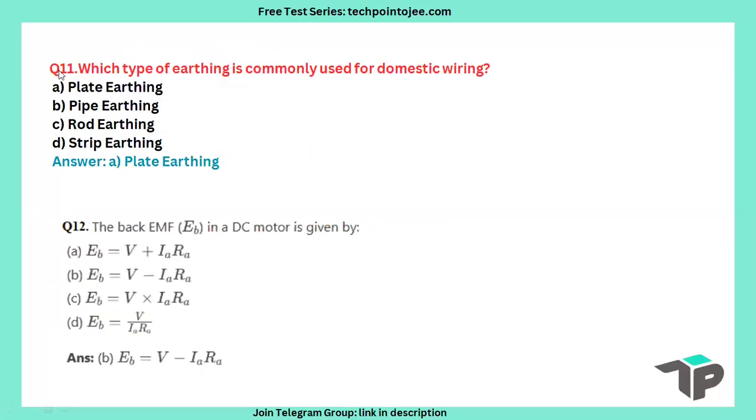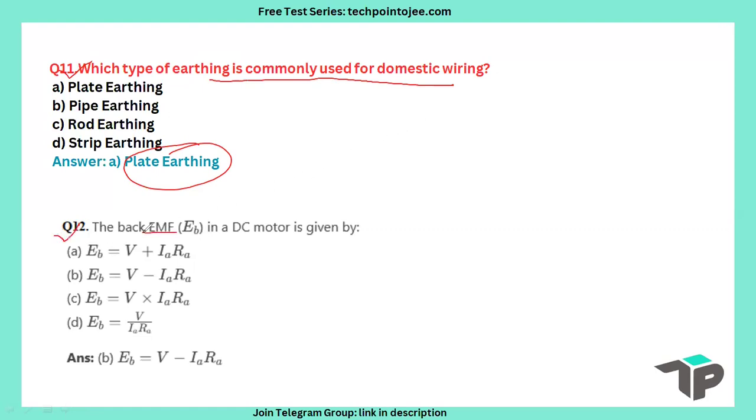Next question, which type of earthing is commonly used for domestic wiring? Plate earthing is used. There is also pipe earthing available. Plate earthing is generally used in domestic wiring.